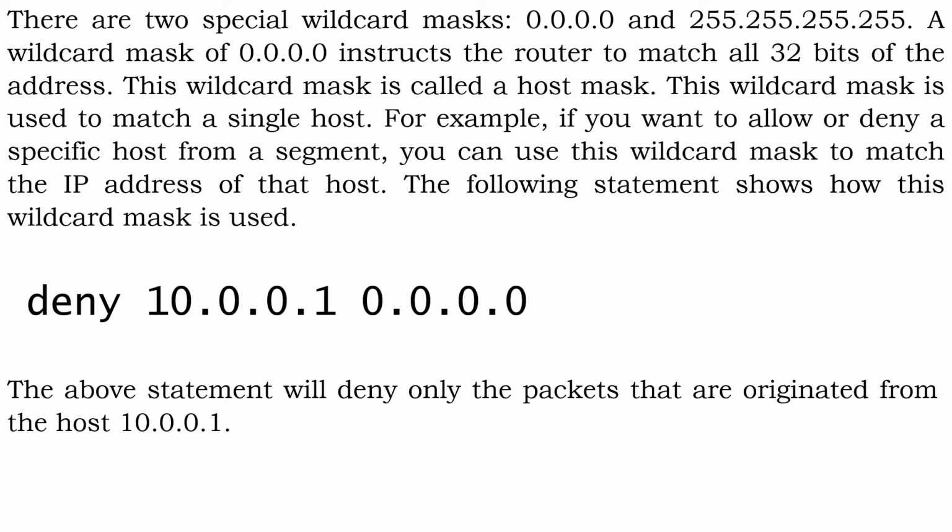For example, if you want to allow or deny a specific host from a segment, you can use this wildcard mask to match the IP address of that host. The following statement shows how this wildcard mask is used. The above statement will deny only the packets that are originated from the host 10.0.0.1.